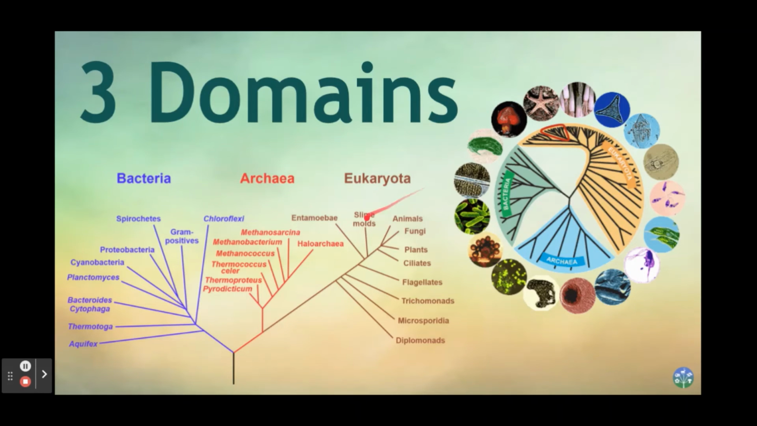That's why they're now two separate domains. And then eukarya are your animals, your fungi, your plants, your protists, all of that. And here's just a picture showing all of it. You can see how eukarya has a lot of phyla and more than bacteria and archaea.